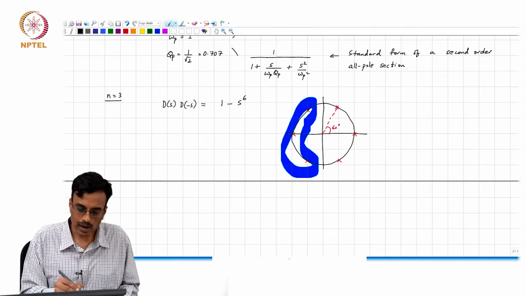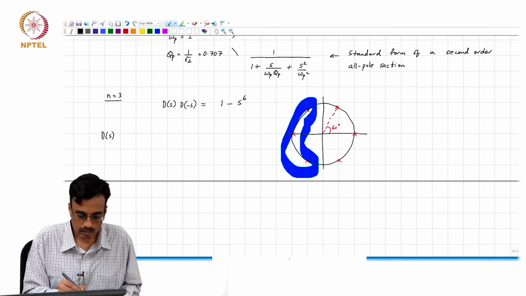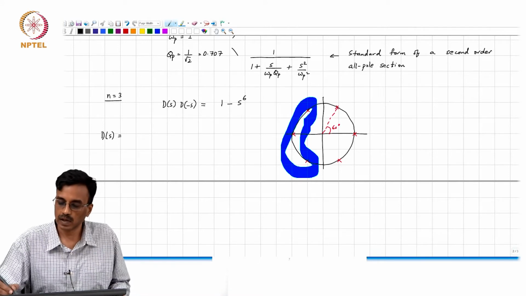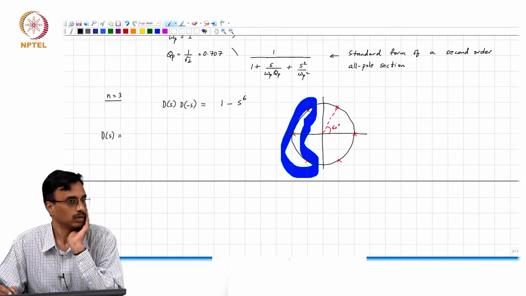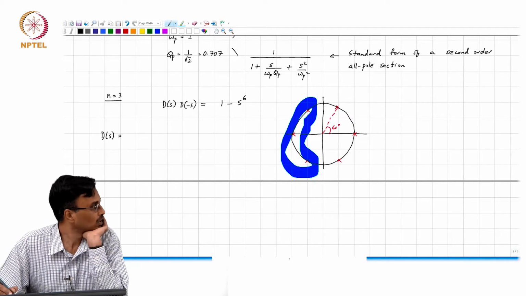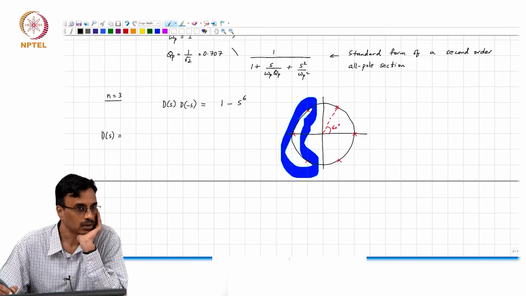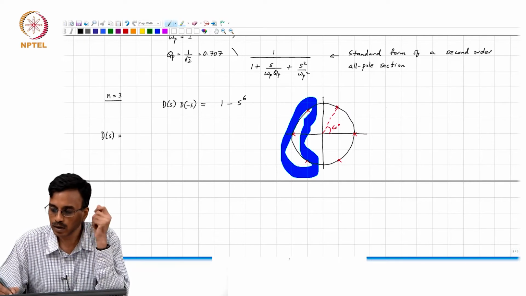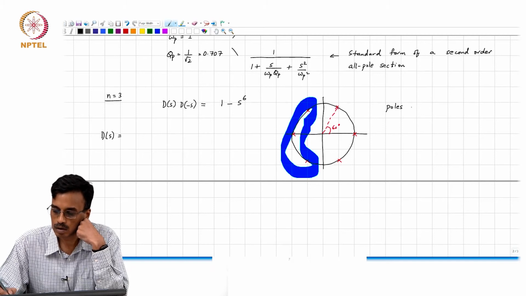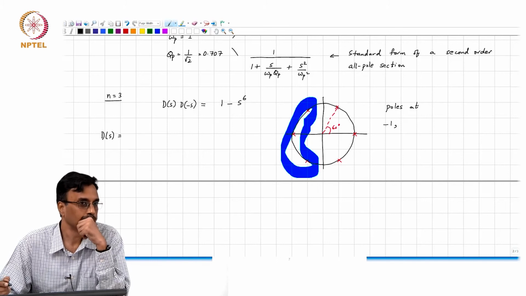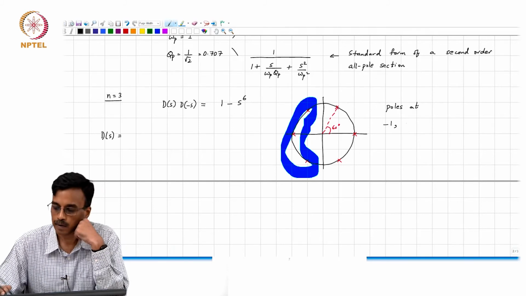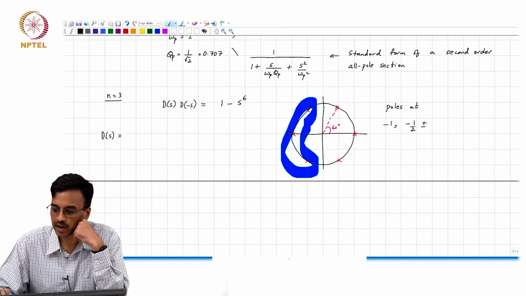So what is the polynomial? So there, the poles that we are interested in are at what locations? There's one at -1, right? Then -1/2 plus minus j √3/2.